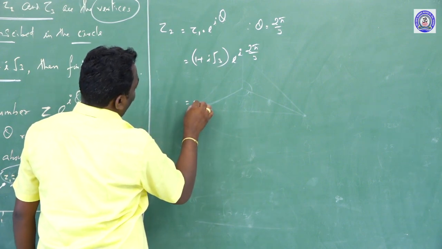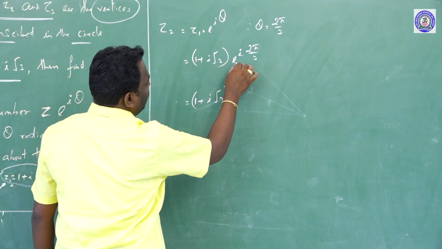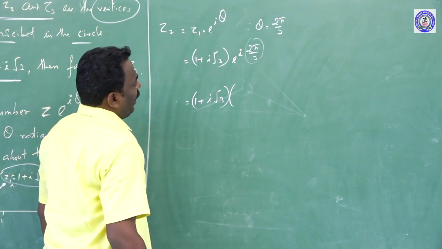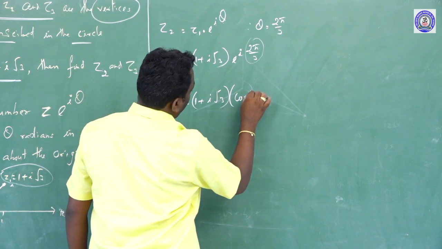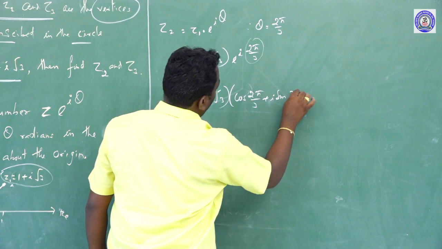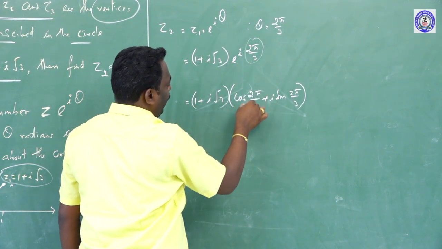Now, that is equal to 1 plus i root 3. Convert exponential form to polar form. Here θ equal to 2π by 3. Therefore, cos 2π by 3 plus i into sin 2π by 3. This is the exponential form, Euler's form, to polar form.